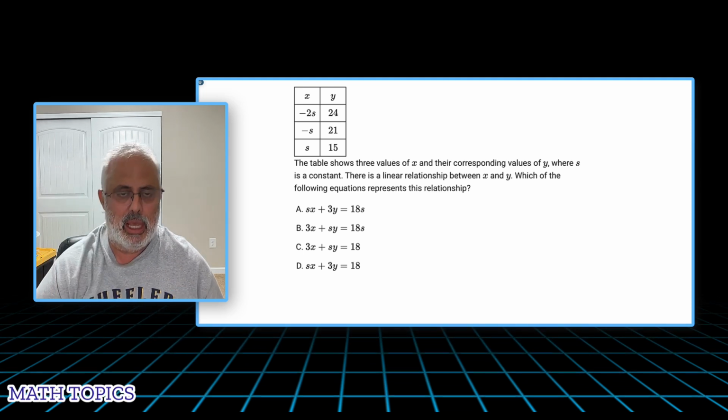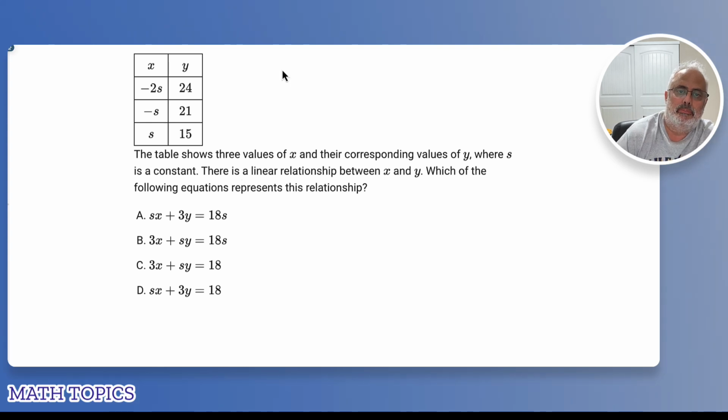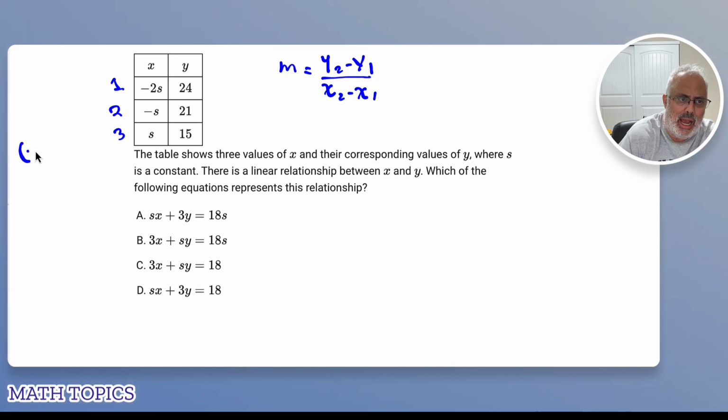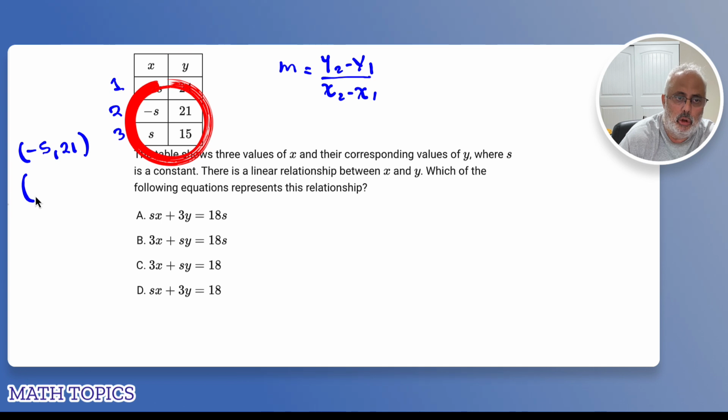Let's start. So I'm going to find the slope. To find the slope, I need 2 points. Basically, the slope formula, I'm just putting it right here in case you're watching these videos and reviewing for the test. So you have here a set of 3 points: the first point, the second point, and the third point. I'm going to pick point number 2 and point number 3. So I'm going to pick negative s, 21, and the other point is s, 15.